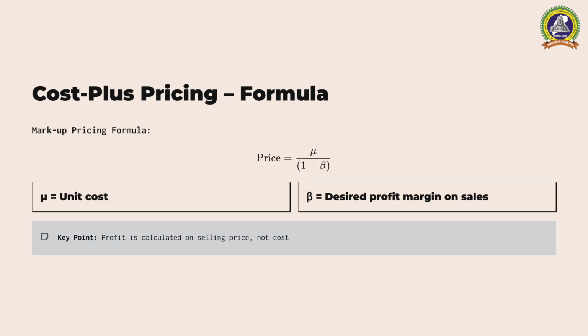If you want a 20% profit margin on the final price, that means the profit is 20% of the pie. Therefore, the cost must represent the remaining 80% of the pie. So, when we divide the cost by 0.80, which is 1 minus 0.20, we are mathematically inflating the cost back up to the full 100% price. This ensures that after you take a profit out, exactly enough is left to cover the cost.